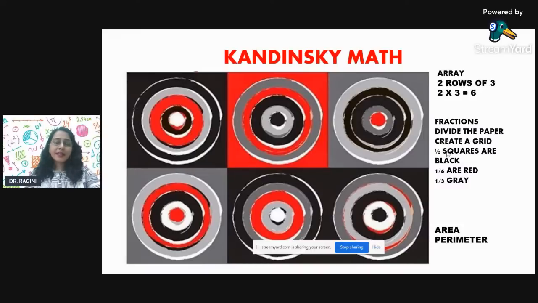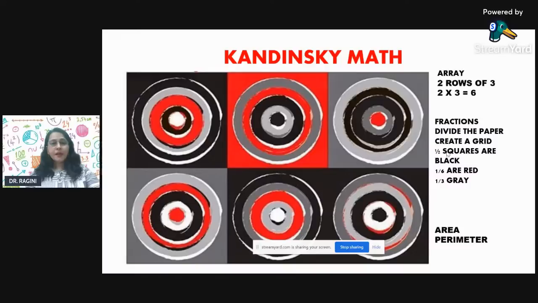Why is it named Kandinsky math? Kandinsky believed that everything starts with a point. Everything starts with a circle. So he used to make lots of paintings in circles. And when a child is asked to pick up a crayon in KG, the first thing he makes is a circle. He loves to make circles of different colors.